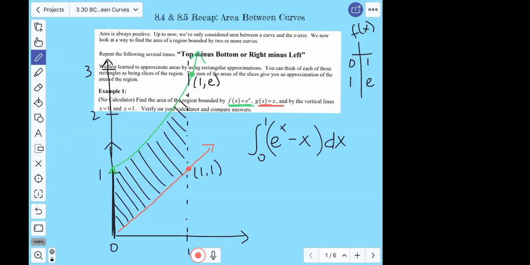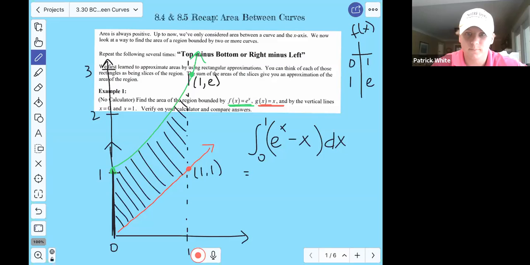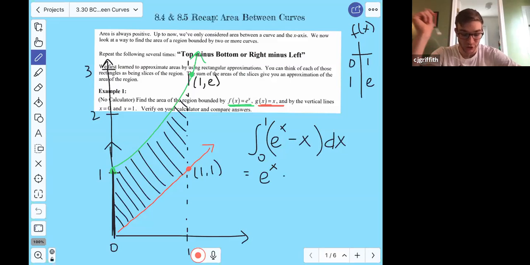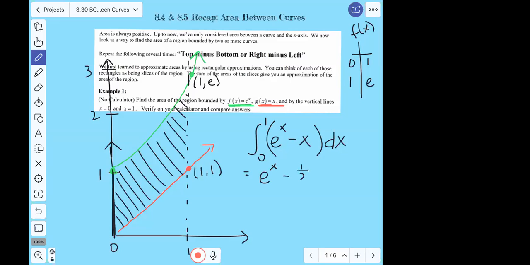If we take the antiderivative of e to the x, what do we get, guys? E to the x, that's right. And if we take the antiderivative of x, what do we get? X squared over 2, yep. Then we want to evaluate that at 1 and 0.